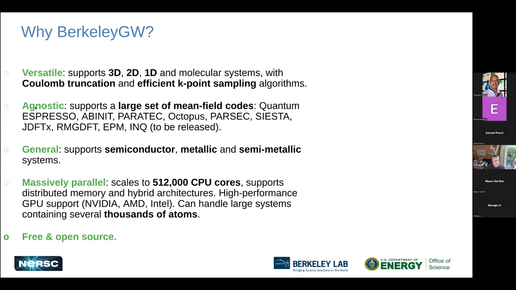One of the keys of BerkeleyGW is that we're trying to be the best GW-BSE application out there, but we realize that there are lots of existing codes in the DFT space for us to leverage. And so we've tried to be agnostic to the set of mean field codes that you can use. For example, the application supports Quantum Espresso, Abinit, Paratec, Octopus, Parsec, Siesta, and others. In addition to supporting all those different types of material geometries, we also support different electronic structures like semiconductors, insulators, as well as metallic and semi-metallic systems.